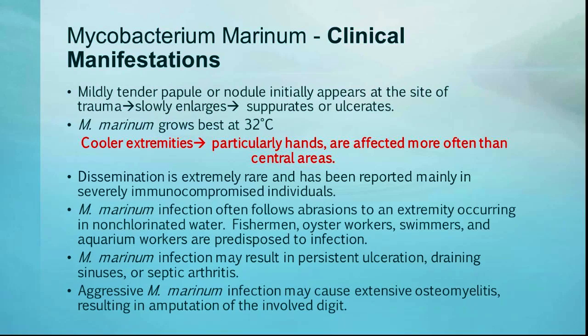So how does it start? Usually it manifests like a very mildly tender papule, and then it just becomes bigger. It can ulcerate. It can have pus. The interesting thing is it prefers a certain temperature to grow, and so it's usually seen in cooler extremities, such as the hands, usually the distal extremities, more often than in the central area. So you'll usually see it on the hands. Dissemination is very rare, and usually the infection starts with wounds in non-chlorinated water.